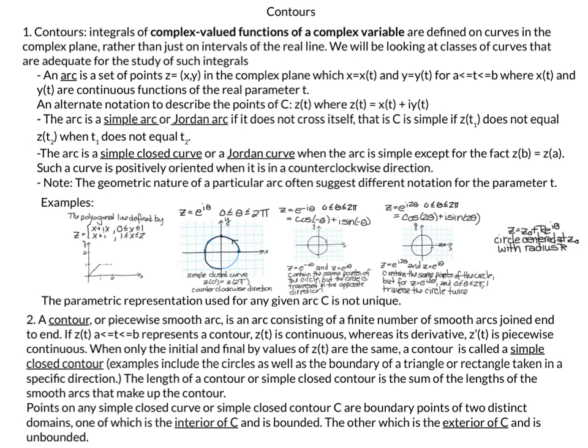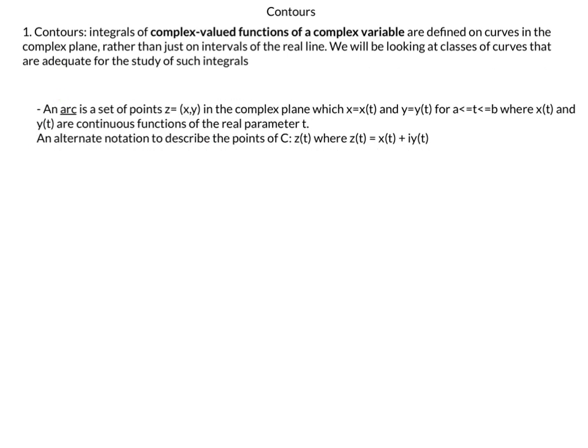Next, we're going to look at some definitions. An arc is a set of points z equals x, y in the complex plane, in which this coordinate x is equal to some function x of t, and this coordinate y is some function y of t, for t going from a to b, where x of t and y of t are continuous functions of the real parameter t. So it's a parameterized path.